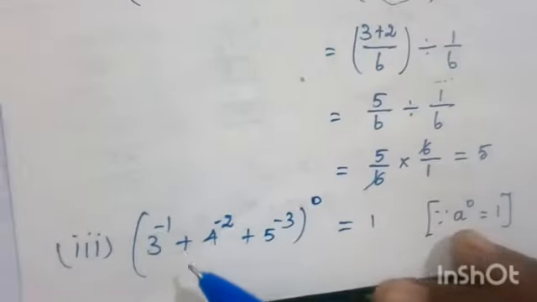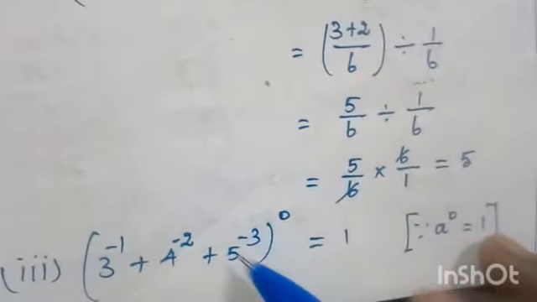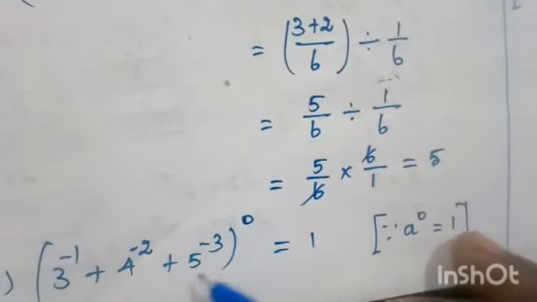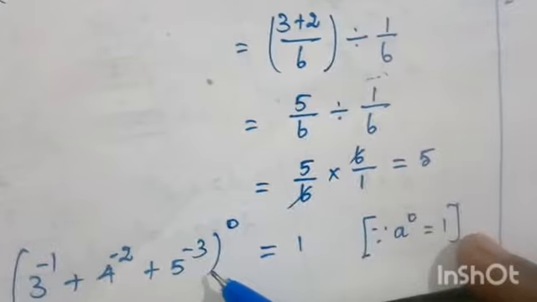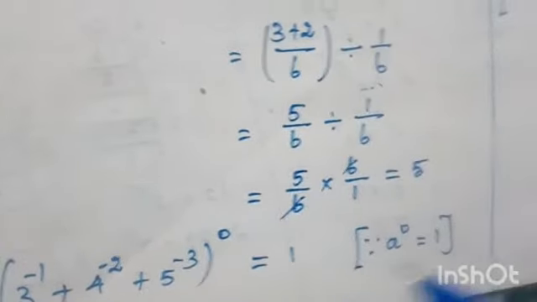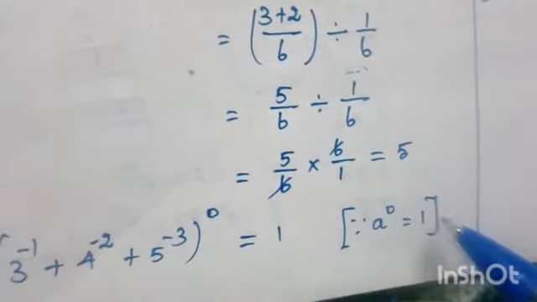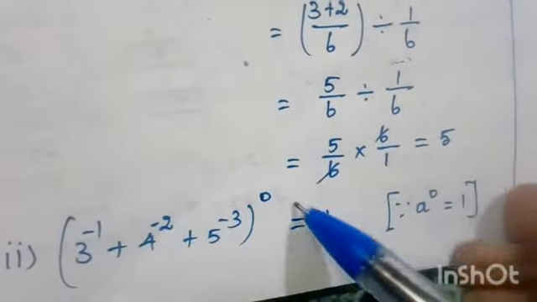Next, sixth problem: 3 power minus 1 plus 4 power minus 2 plus 5 power minus 3, whole power 0. For this, you need not write any explanation, just write equal to 1, since anything power 0 is equal to 1. So this whole power 0 equals 1. For this, the explanation is enough.